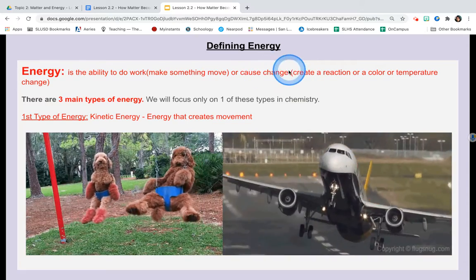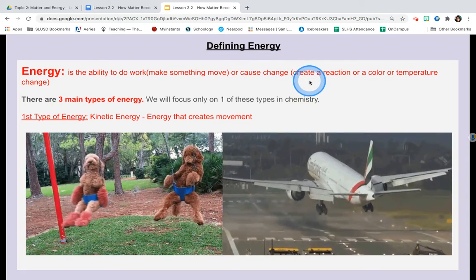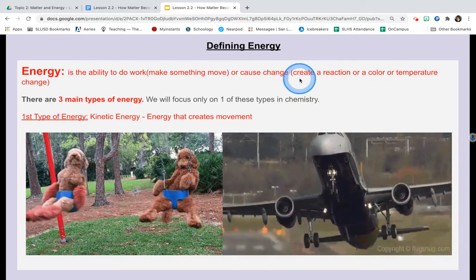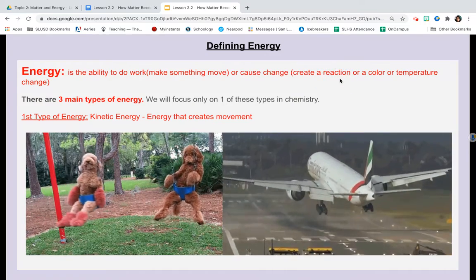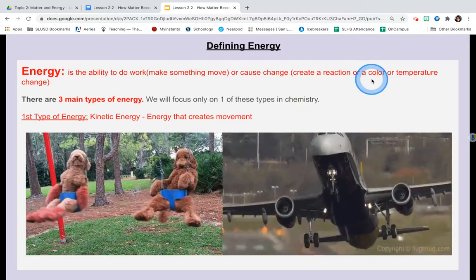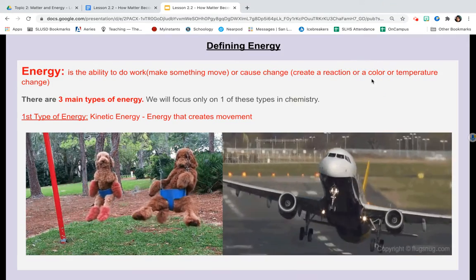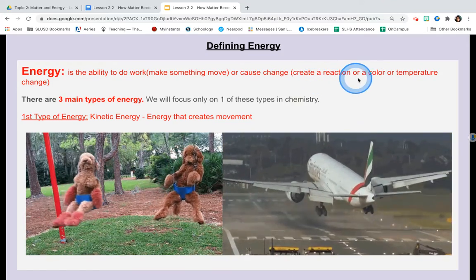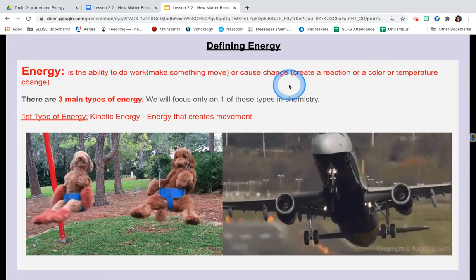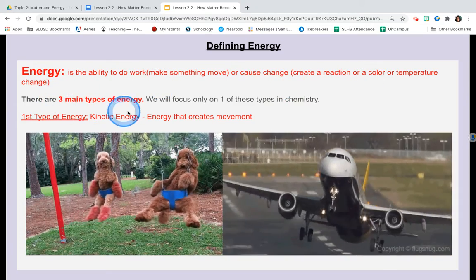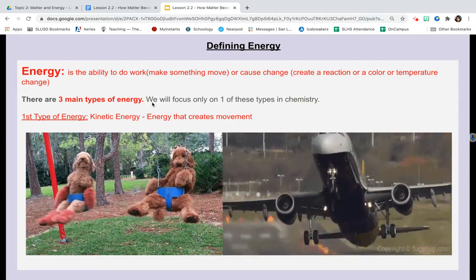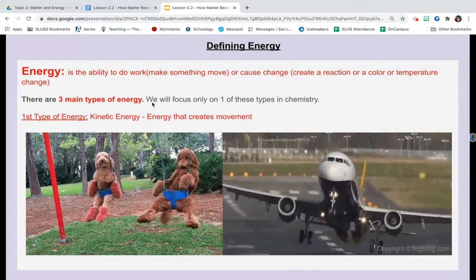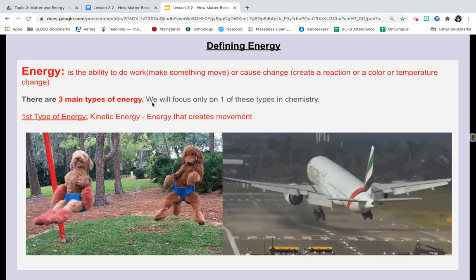And by cause change, I mean like it's changing something into something else, right? It's creating a reaction where you see an explosion, like in the other gifs in the previous slide, or maybe there's a color or temperature change, right? So it can come with all of these or just some of these. In general, there are three main types of energy and one that we're going to focus on in chemistry. The other two you'll talk more about in physics.